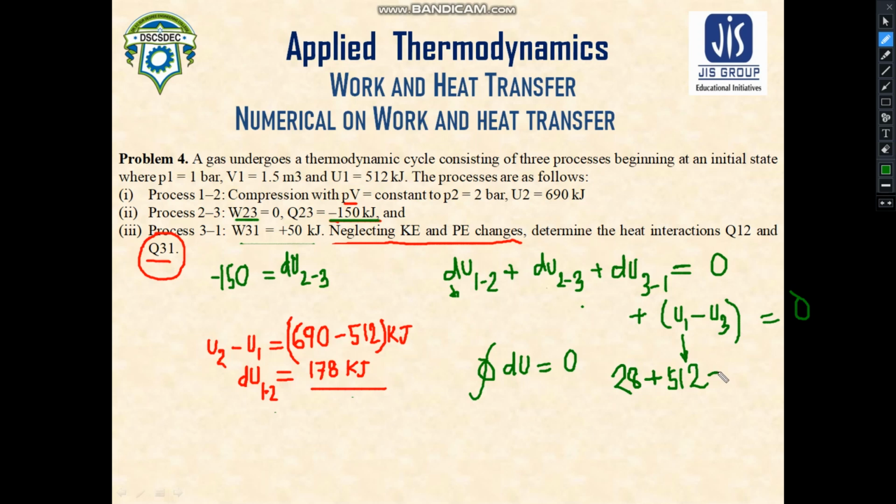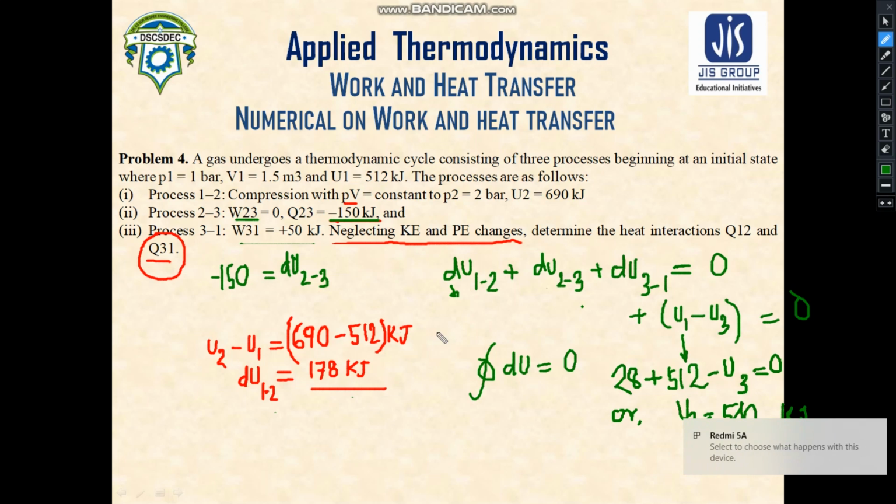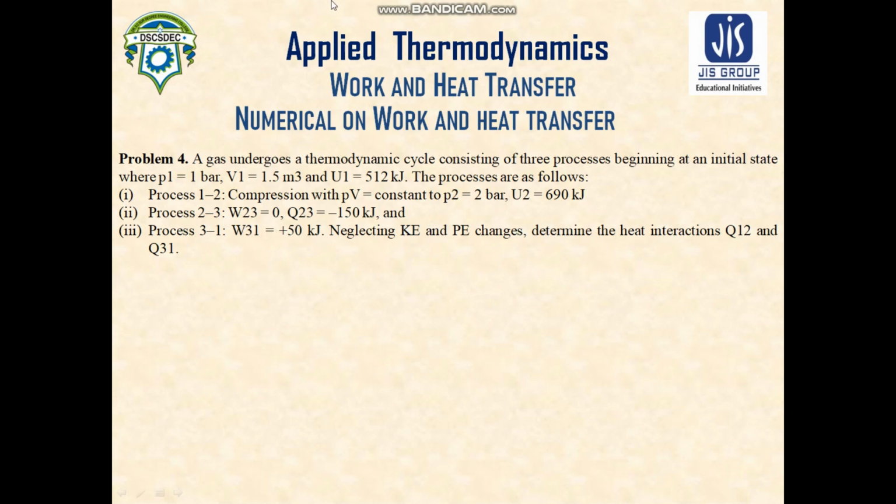So this is U1 minus U3 is equal to 28. That gives you U3 as 540 kilojoules. So this U3 can be calculated in these two different ways. Okay, that was what I was trying to show you. So let us end this here and move on to the next problem, the problem number 5.